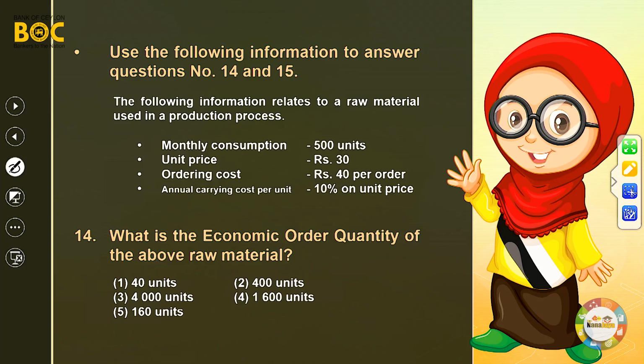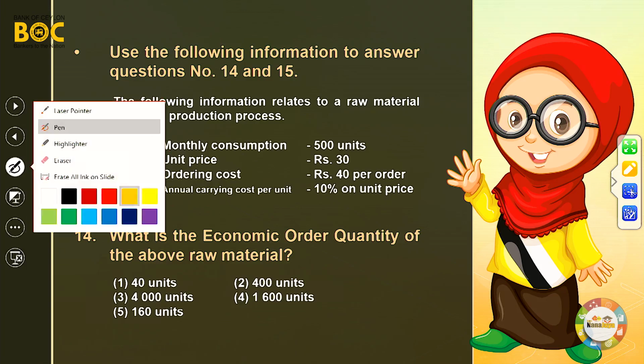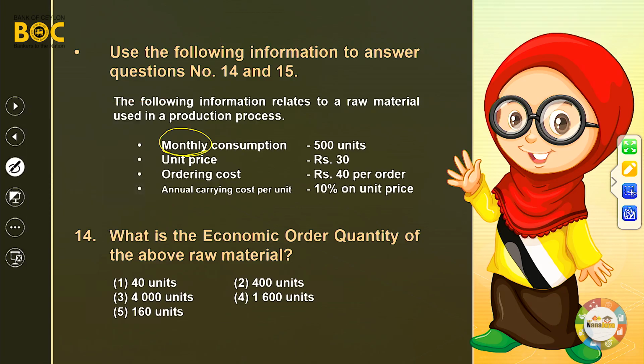Use the following information to answer questions number 14 and 15. The following information relates to a raw material. The monthly consumption is given. Unit price, ordering cost 40 rupees per order, annual carrying cost, maintenance cost or holding cost 10% on unit price.